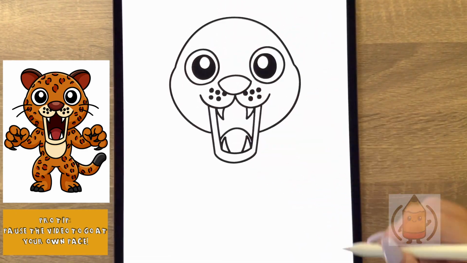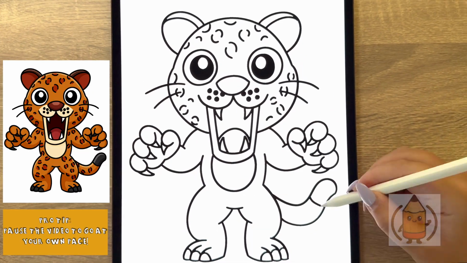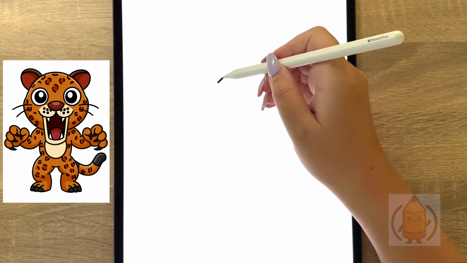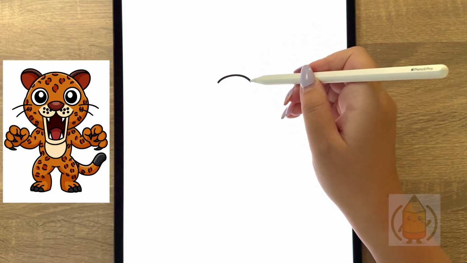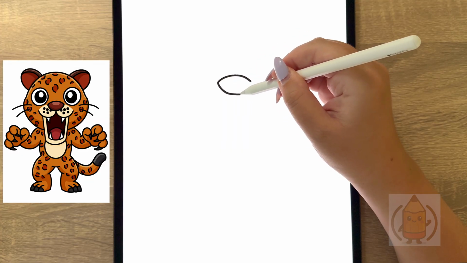Today we're going to be learning how to draw the Jaguar from Roblox 99 Nights in the Forest. And don't forget to pause the video to follow along at your own pace. So first let's get started with the nose right in the center. And we're going to draw in a curved line from left to right. Let's come underneath now, drawing in an arch line to close that off.